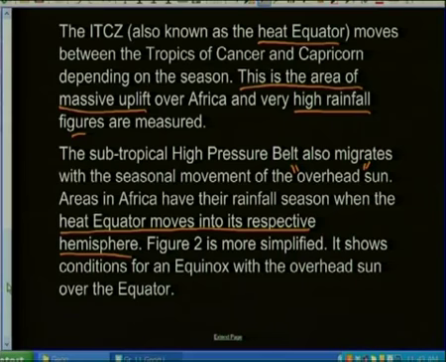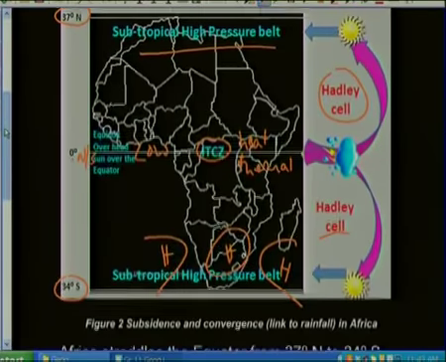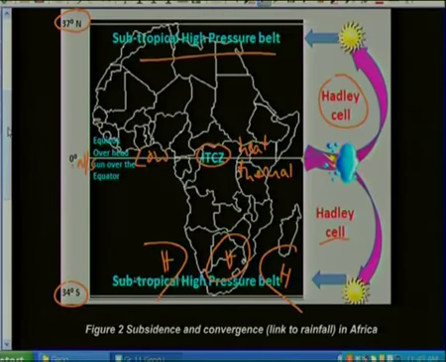Remember the solstices we spoke about in the last lesson as well, where it is your longest day and your shortest night. Figure 2 is more simplified. It shows conditions for an equinox with the overhead sun happening over the equator. And remember, this was figure 2 that we were looking at over here. So if this is an autumn or a spring scenario, this is how things would relatively be sitting. The pressure belts would be in their positions during those months of the year where we're starting to warm up or starting to cool down, depending on what hemisphere you are in, autumn or spring.